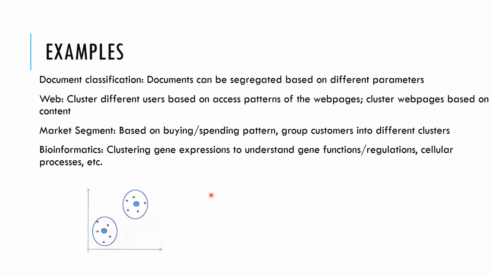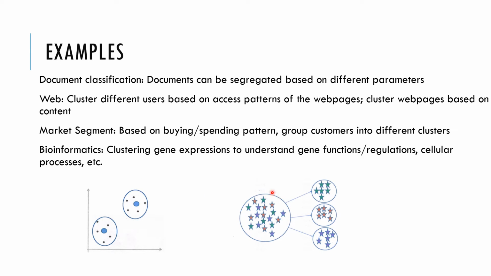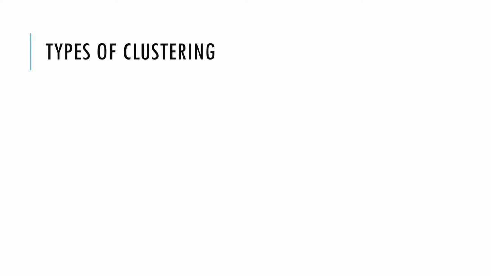So this is a pictorial representation. This is data which has been divided into three clusters based on similarities. And when you plot it, it looks something like this. The data points in this cluster are very close to each other, while data points in this cluster are close to this cluster. So that's how it is.